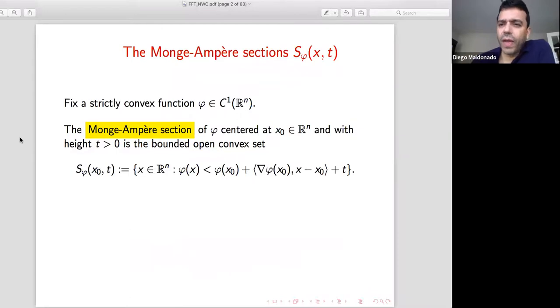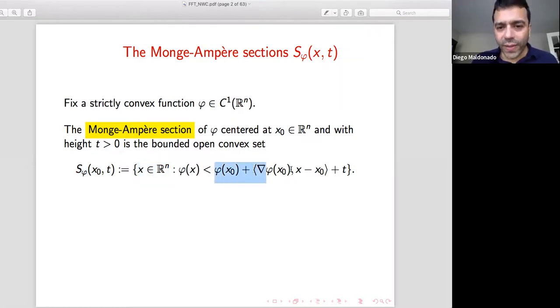Let's start by considering convex functions. Convex function phi, in C1. To this convex function, we're going to associate a bunch of open convex sets. If you give me a point x0 in Rn and a positive number t, we define the section of phi, the convex function, centered at x0 and with height t as this set: the set of all x such that phi of x is strictly smaller than this quantity.